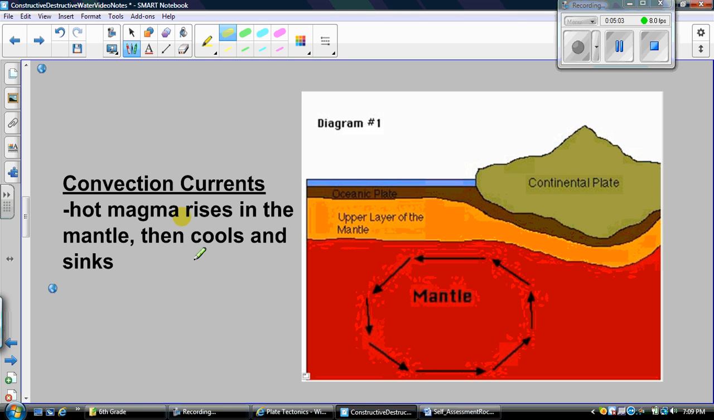Then it starts to cool off. It releases some of its heat energy, cools down, and sinks. And this creates what's called a convection current, which is what you're seeing here with the arrows in the mantle. So because magma is rising and sinking in the mantle, that is causing movement. And because our continental and oceanic crusts sit on top of the mantle that's moving, our crust is cracked into plates.